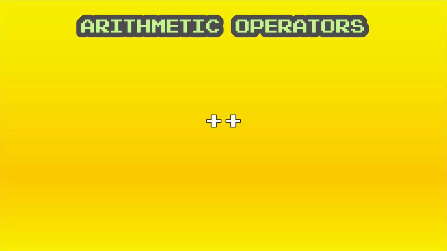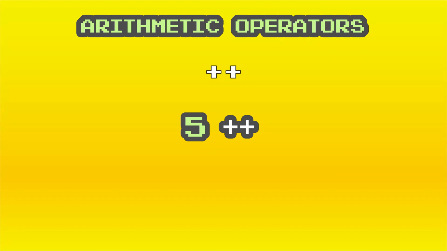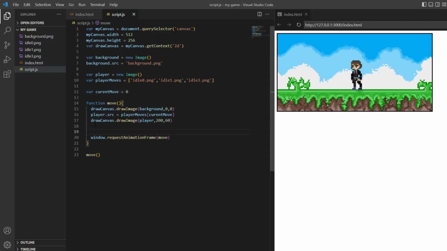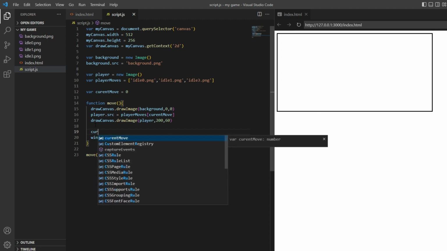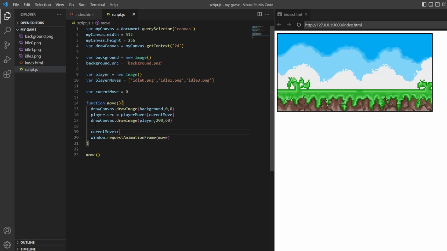Now let's talk about the increment operator. The increment operator adds one to the existing number. For example, if we have the number 5 and add the increment operator, it will add 1 to the number. It means that the number 5 increases by 1 and becomes number 6. Now let's add the increment operator to the variable current move. Every time the function runs, it will add 1 to the variable.